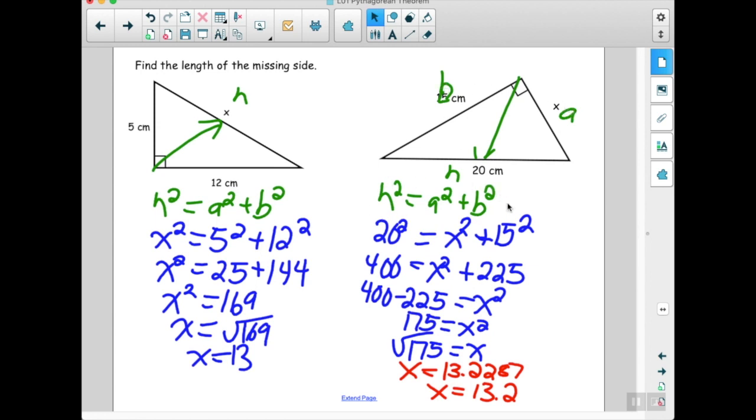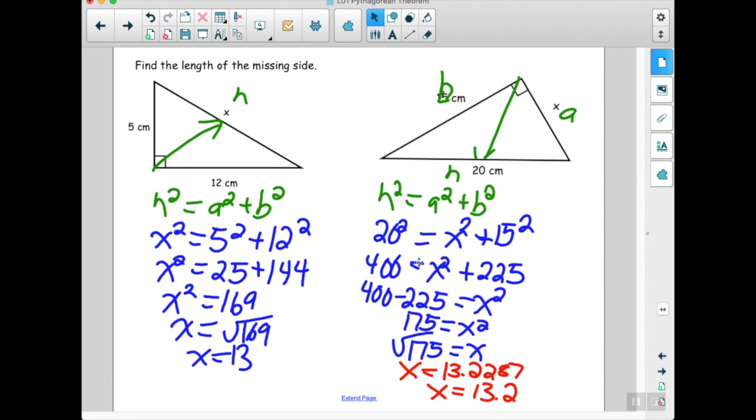Notice I've started with my introduction. H squared equals A squared plus B squared. I'm going to plug in the 20 for H, the X for A, the 15 for B. 20 squared is 400, 15 squared is 225. Notice how this is different from this one though.